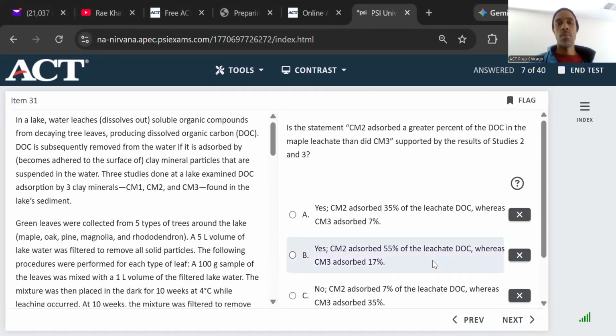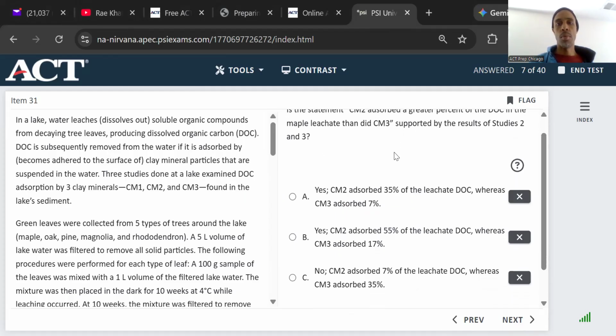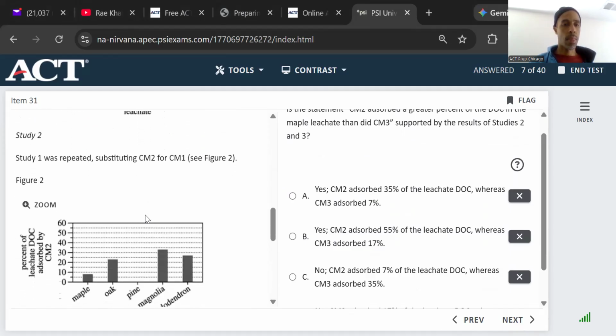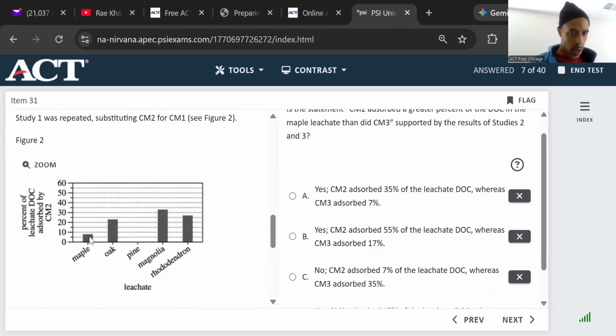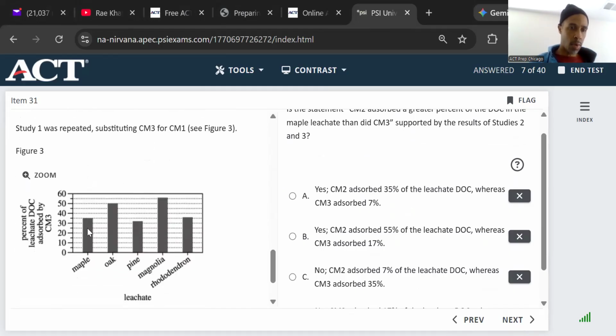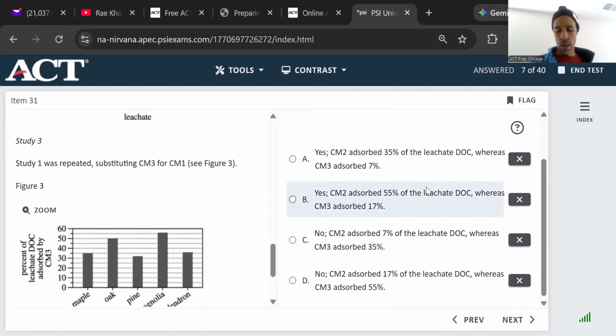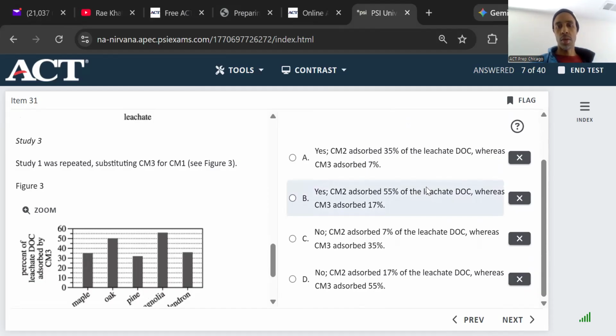There's a statement: CM2 absorbed a greater percent of DOC in the maple leachate than CM3, supported by results of studies 2 and 3. So we're looking at the maple for CM2 and CM3. CM2 maple here was a little less than 10%. CM3 maple is way more, about 35%. So what's the statement? CM2 absorbed a greater percent? No, it did not. CM2 absorbed 7%, whereas CM3 absorbed 35%. That's right.